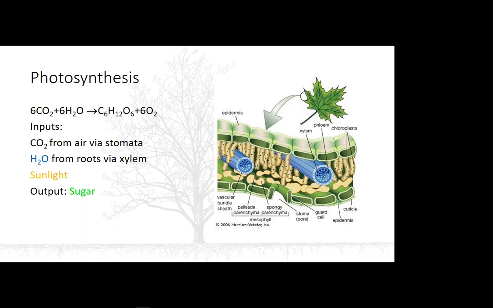And as I pointed out here, the CO2 comes from the air through the stomata, and the water comes from those absorbing roots in the root system and up through the xylem into the leaves. And the output is sugar plus this waste product that we call oxygen.